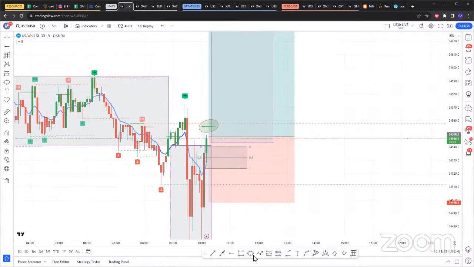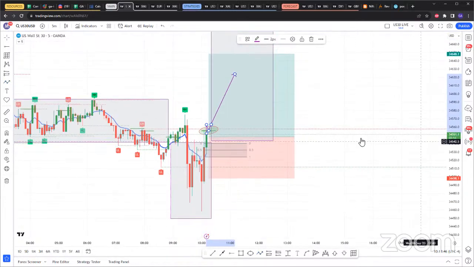So we need this to happen. We need a 5-minute candle to close above here. We need the next 5-minute candle after it to close above. And at that point, that's when the buy is going to be for the right backup.